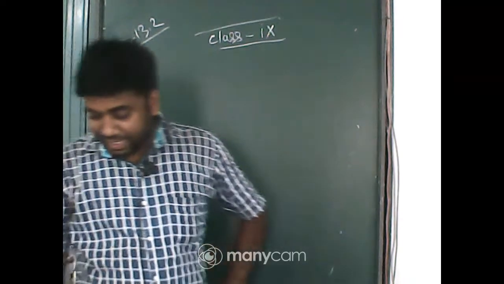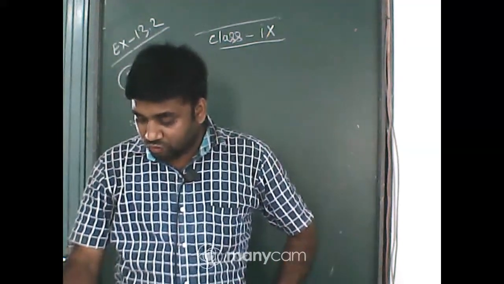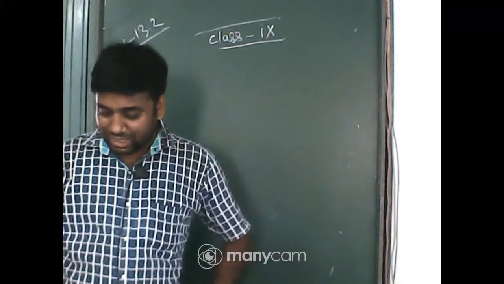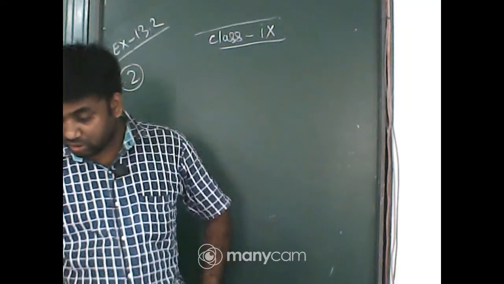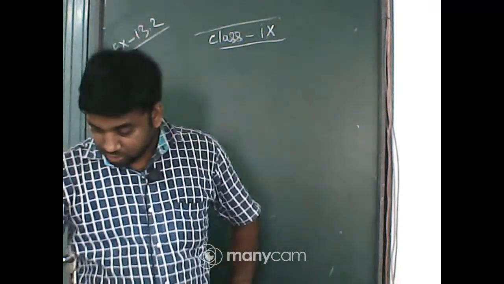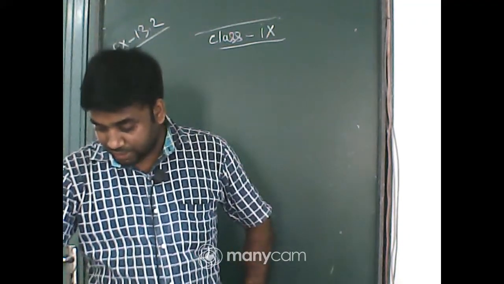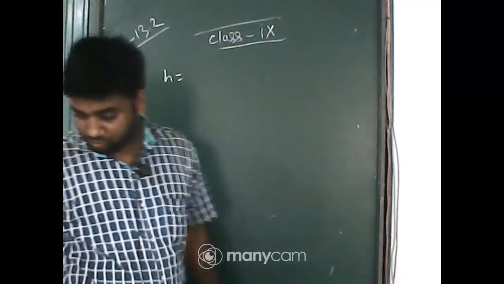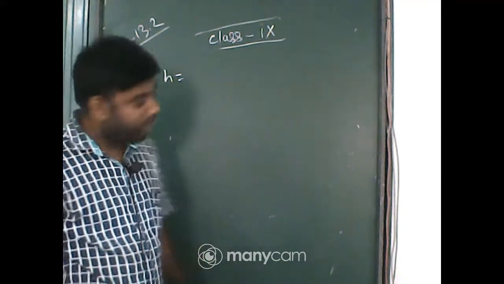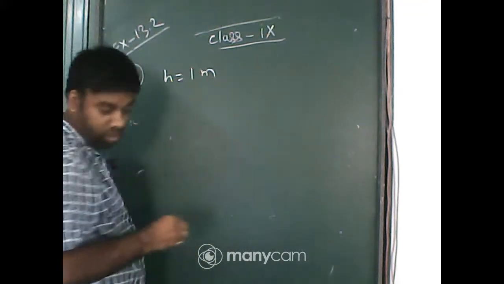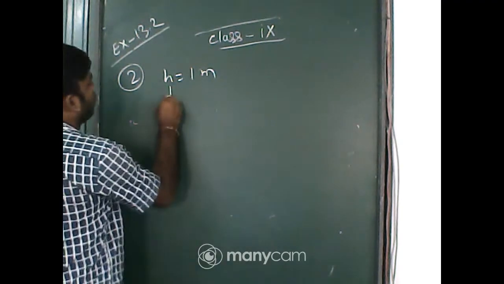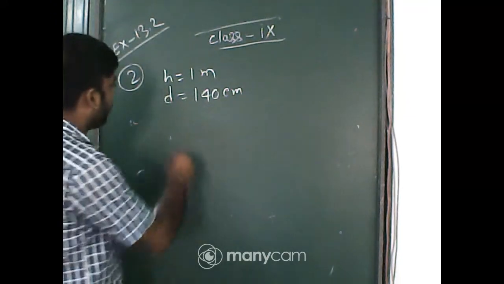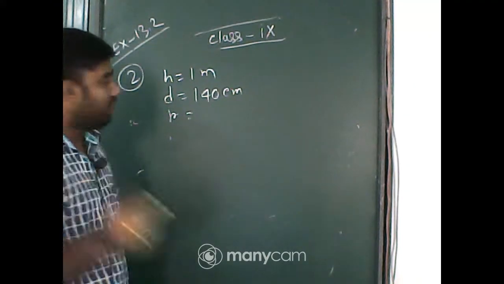It is required to make a closed cylindrical tank of height 1 meter and base diameter 140 centimeter from a metal sheet. How many square meters of sheet are required to form the cylinder? First of all, height equals 1 meter, d equals 140 centimeter. As d equals 140 centimeter, what will be r? Radius equals diameter by 2, that is 70 centimeter.